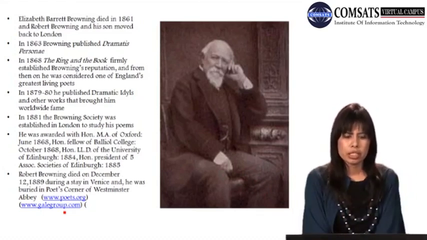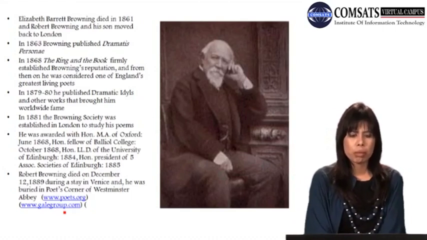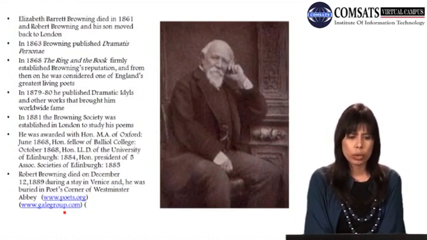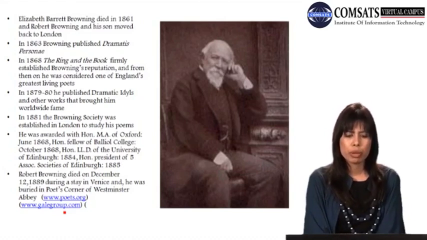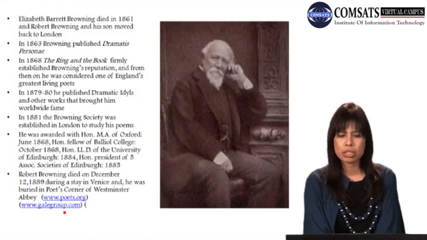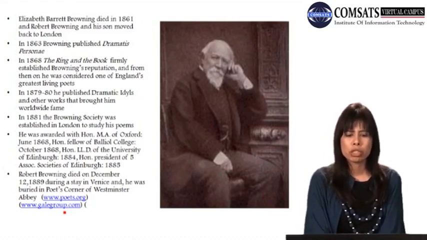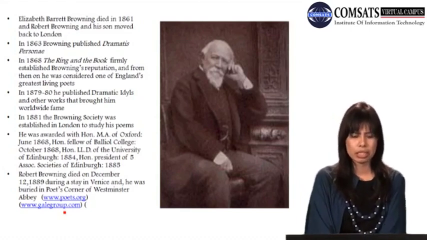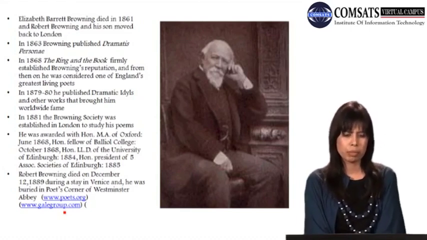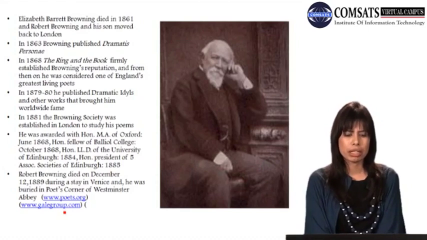Okay, in 1863 Browning published Dramatis Personae. Okay, in 1866 The Ring and the Book firmly established Browning's reputation, and from then on he was considered one of England's greatest living poets. So my dear students, these are his two very important works, Dramatis Personae and The Ring and the Book. Okay, in 1879 to 80 he published Dramatic Idylls and other works that brought him worldwide fame.